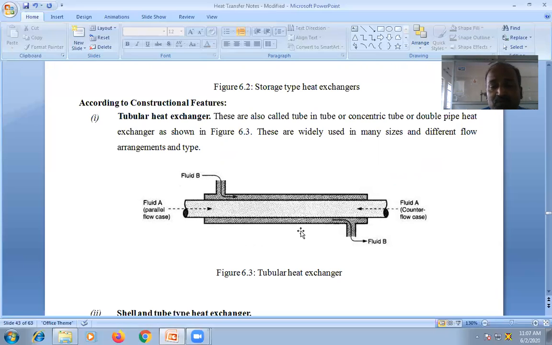Not necessarily, but usually. One thing you have to remember is that one fluid is flowing in one tube, and another fluid is in the other tube, meaning hot fluid or cold fluid. Hot fluid may pass through the central tube, surrounded by the tube of cold fluid. So this is the way. This is called a tubular heat exchanger, meaning one tube is inserted in the other tube.